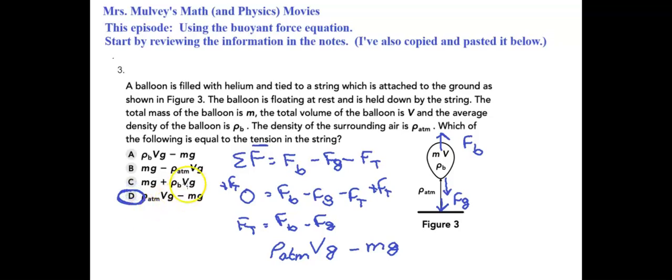But do be careful because, again, this buoyant force is the force of the fluid that is surrounding the object. So that means that the rho that I use is the density of the fluid surrounding the object.